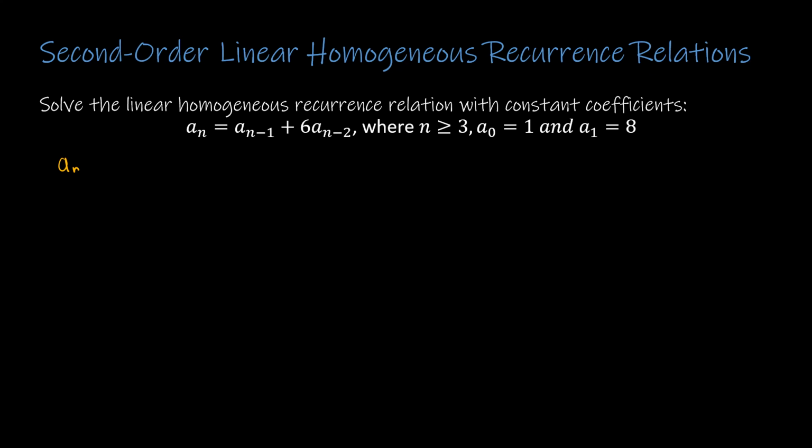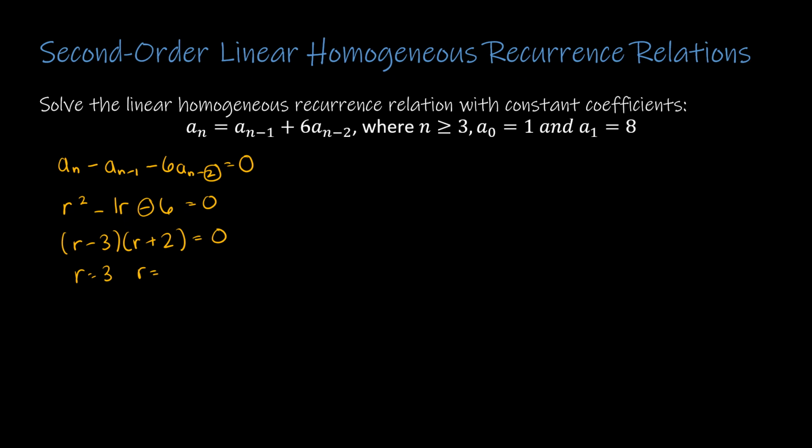So I'm going to rewrite this as a sub n minus a sub n minus 1 minus 6a sub n minus 2 is equal to 0 by gathering all the terms to the left side. I'm then going to write this as the characteristic polynomial, so I'm looking at the 2 and saying that's going to be my highest value. r squared minus 1r minus 6 is equal to 0. And then I'm going to factor. Factors of 6 that have a difference of -1 are -3 and +2, which gives me roots of 3 and -2, which of course are distinct real roots.